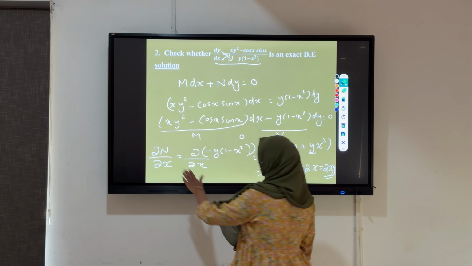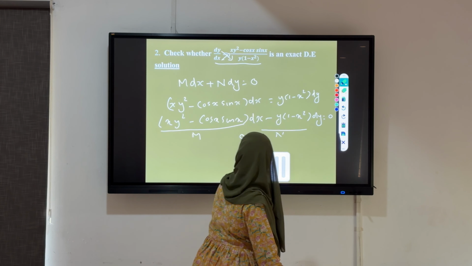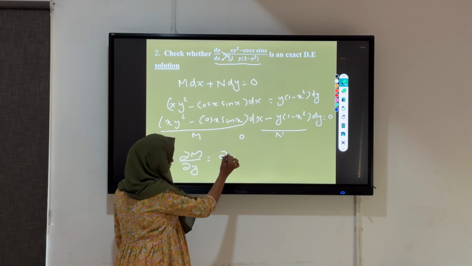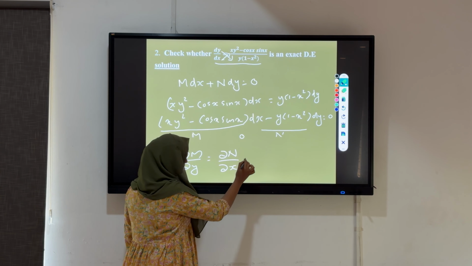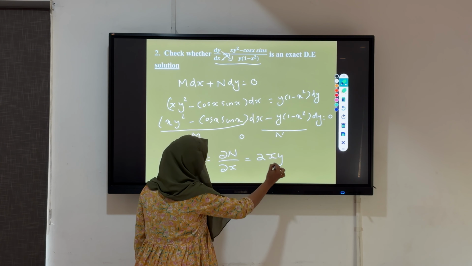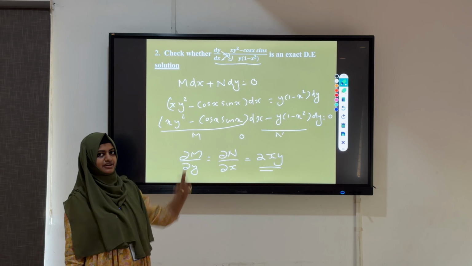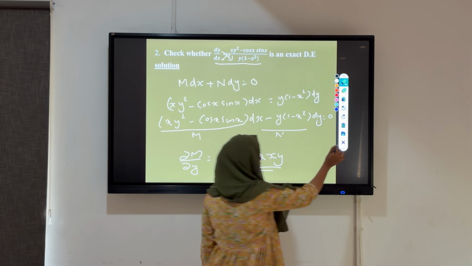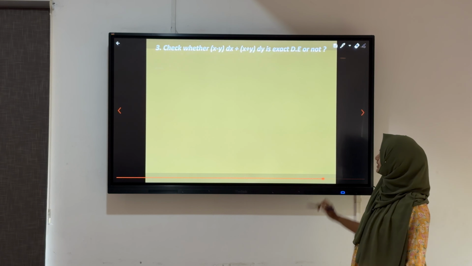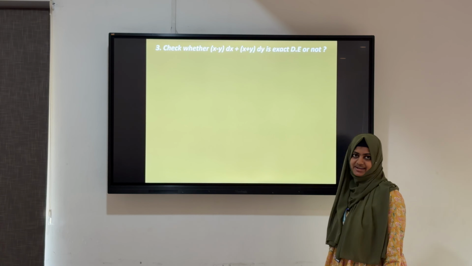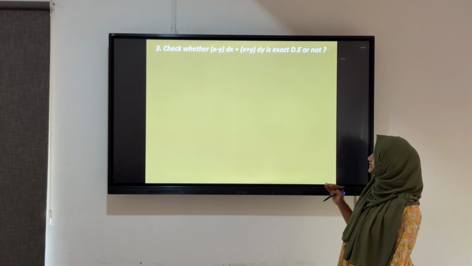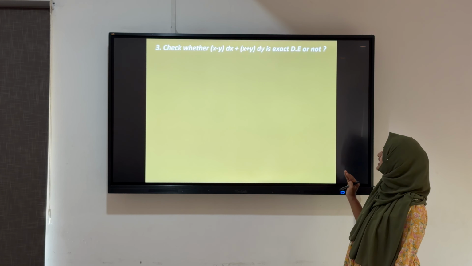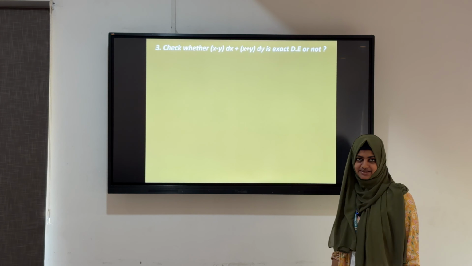Okay, understand? That is dou M by dou y. We get dou M by dou y equal to dou N by dou x, that's equal to 2xy. That means the given differential equation is exact. Now consider another example. Check whether (x minus y) dx plus (x plus y) dy is an exact differential equation.